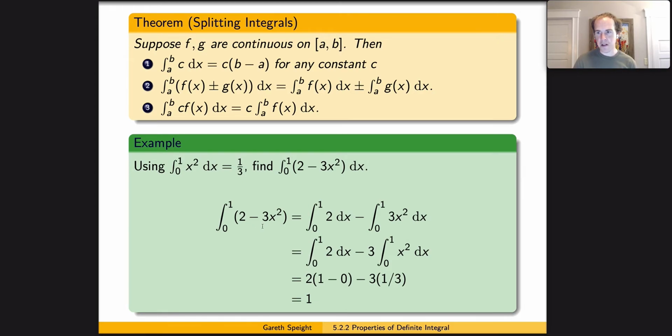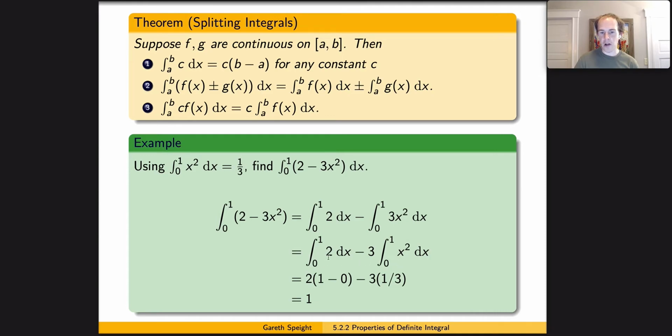So the integral of a difference is going to be the difference of the integrals. So instead of doing it all at once, we can go back to the integral of 2 minus the integral of 3x squared. And then we have 3x squared. We can pull out this multiplicative constant. So we're going to get the integral of 2 minus 3 times the integral of x squared. And now we have everything we need.